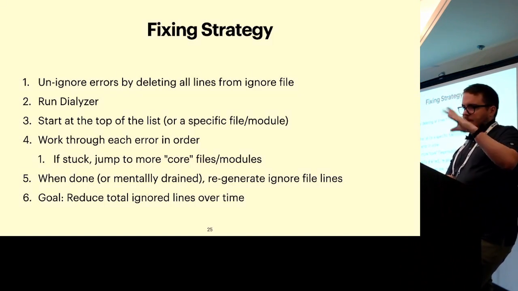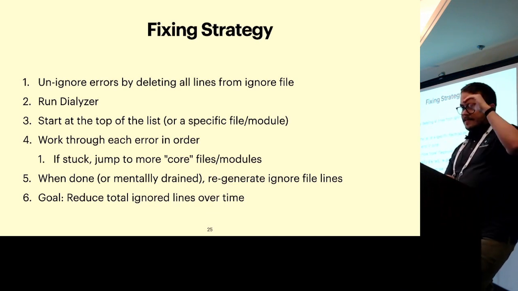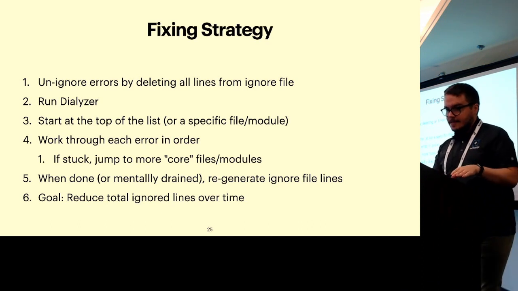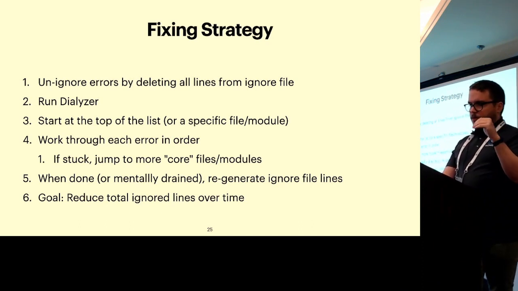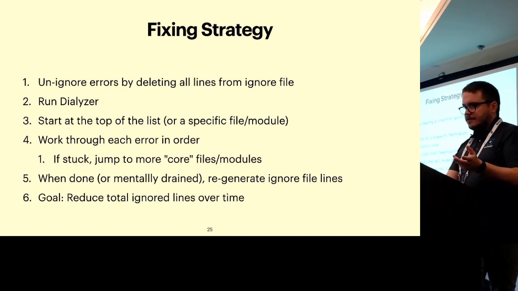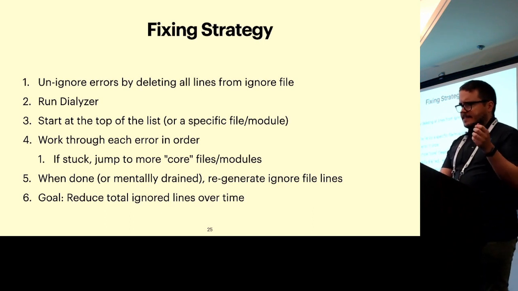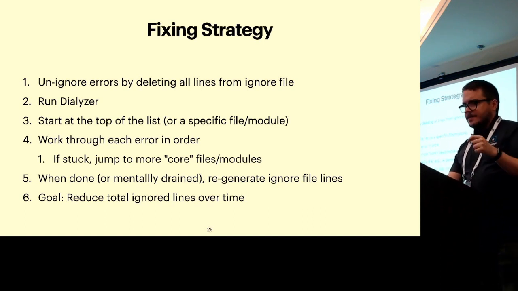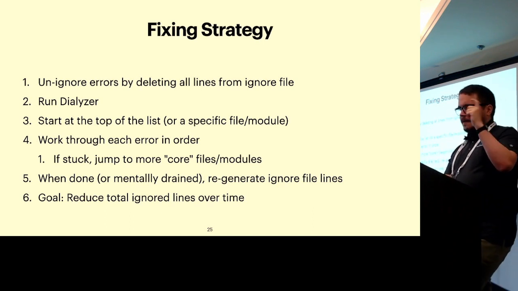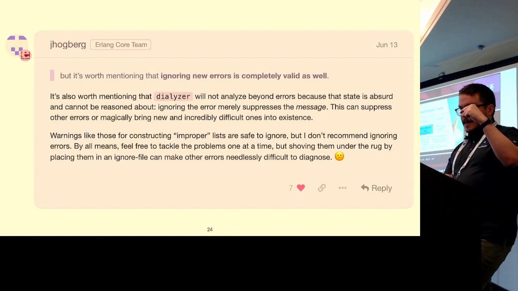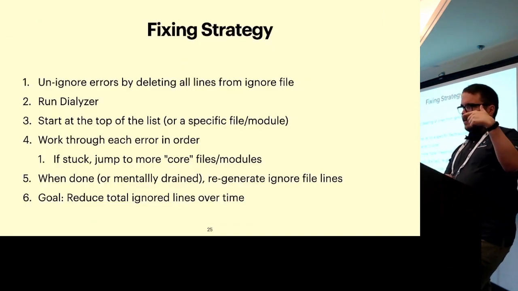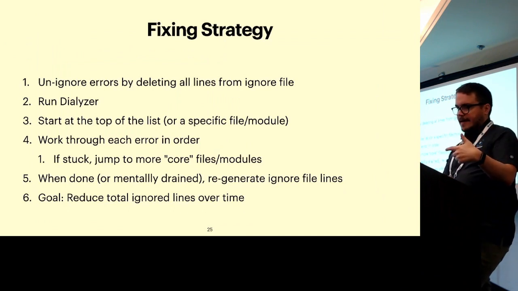The ones at the bottom are often related to the ones farther up in the list, although I don't know if that's guaranteed or not. So start at the top, work your way through them in order. If you get stuck, maybe jump to more core things like user or account, things that are lower level in your business domain. Start at those files and modules, fix those, rerun Dialyzer, and just repeat the process. And over time, the number of lines you need to add to your ignore file should be going down.